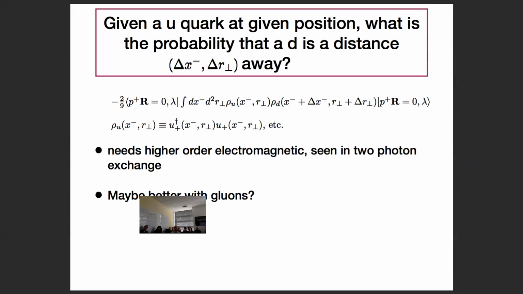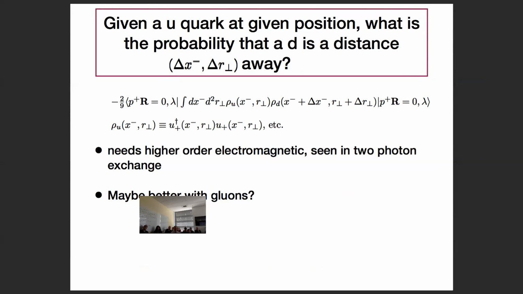The first U-quark can be anywhere in the proton, so you integrate over x minus and r perp. The U-quark density operator is written here. You have a similar density operator for the D-quark, replacing the U's by D's, and this is shifted, and you can calculate this matrix element. This is another quantity to look at, which I think is very interesting because it talks about two-quark correlations within the proton. In other words, it's not a product.